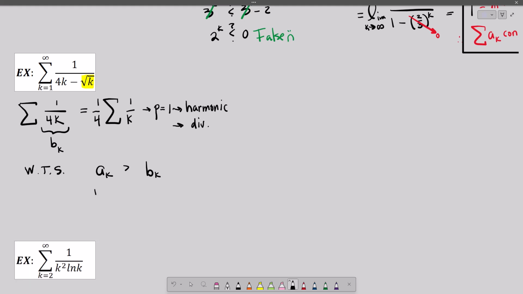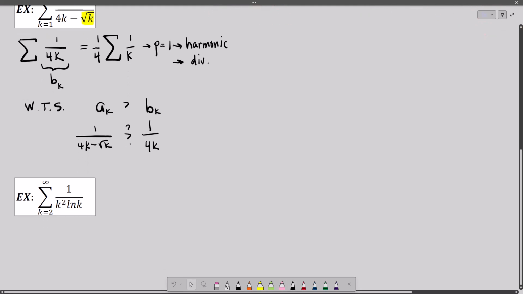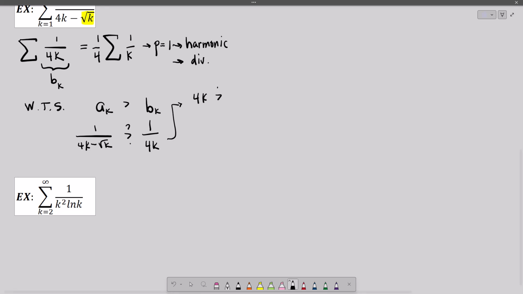So a sub k is this one. We don't know, so I'll put a question mark. b sub k is that one. When we do our cross multiplication, we get 4k greater than or equal to 4k minus root k. And those 4k's are going to cancel. You can see right there, if you made this just 1 over k and left out the 4, these things wouldn't cancel, because you'd have a 4k on one side and just a k on the other. And you want things to cancel.